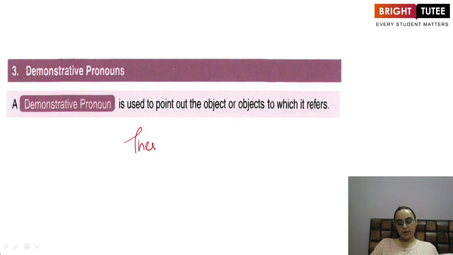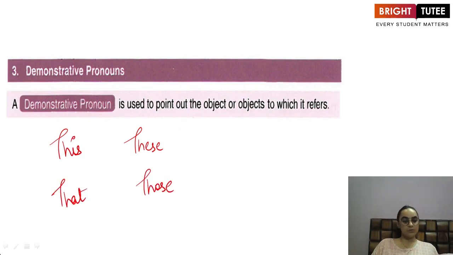We have 4 demonstrative pronouns. This, that, these and those. We use this to talk about those things which are singular plus they are near to you.